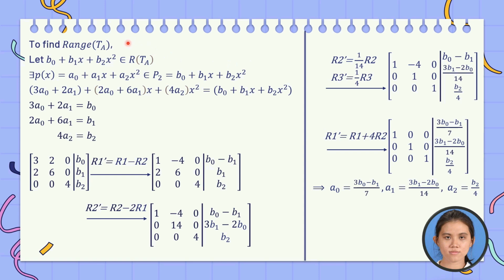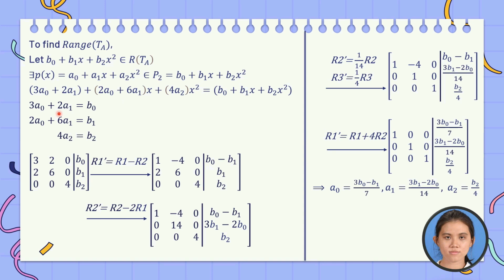Lastly, to find the range of TA, we need to let range of TA equal to B0 plus B1x plus B2x squared as an element of the range of TA, in which there exists p(x) equal to A0 plus A1x plus A2x squared as an element of P2. Then we can say that range of TA is equal to B0 plus B1x plus B2x squared.